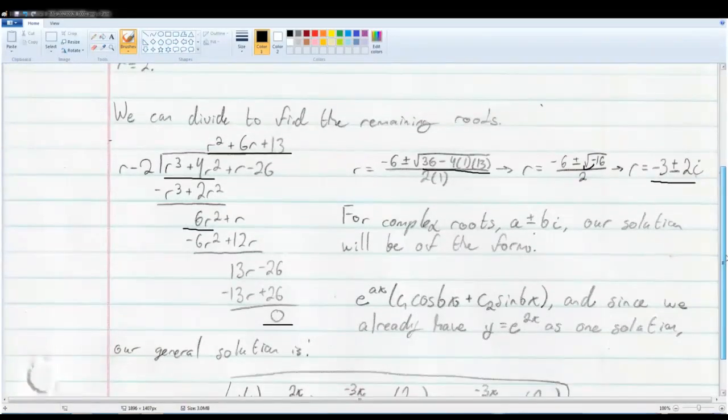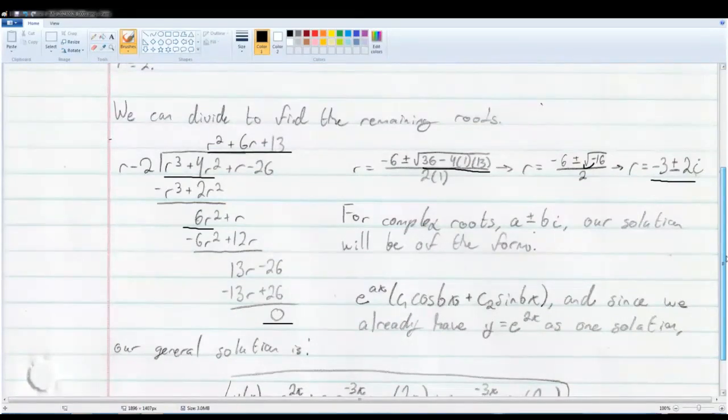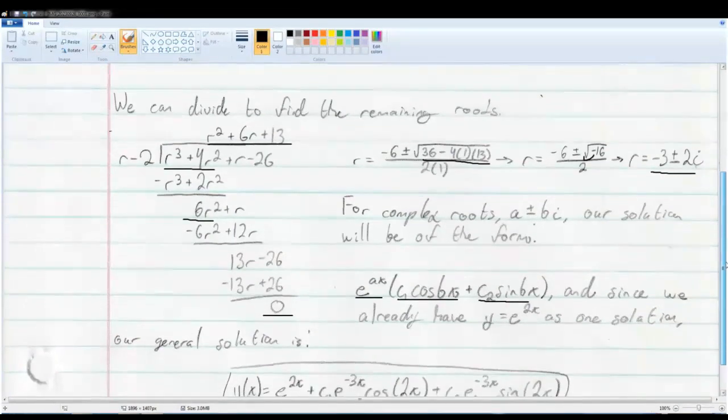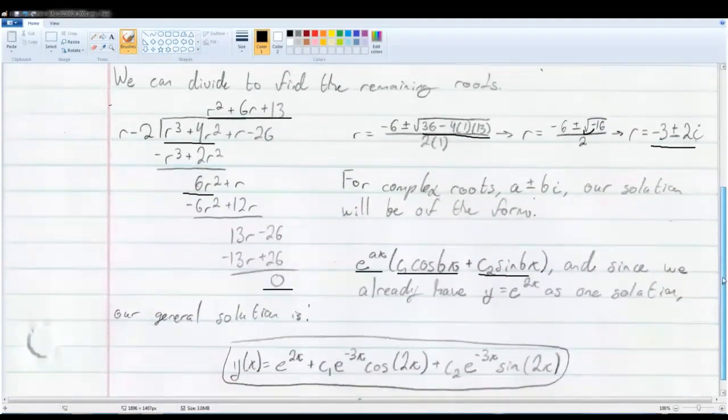Now, as per the notes, and what other people have presented, for complex roots a plus or minus bi, our solution is of the form e to the ax times constant 1 times cosine of bx plus constant 2 times sine of bx. And I believe that does handle both the roots. The solution does seem to work. And so I just plugged it in.